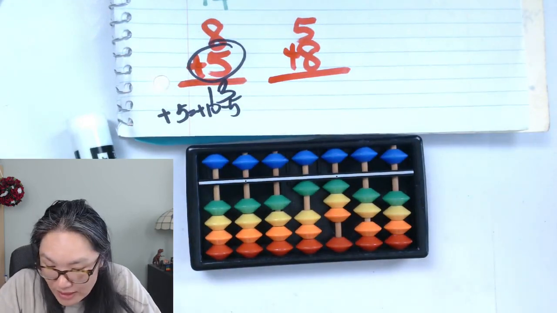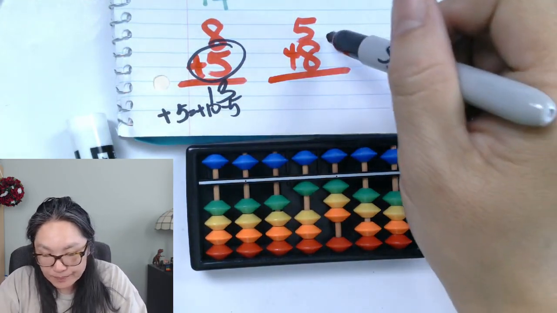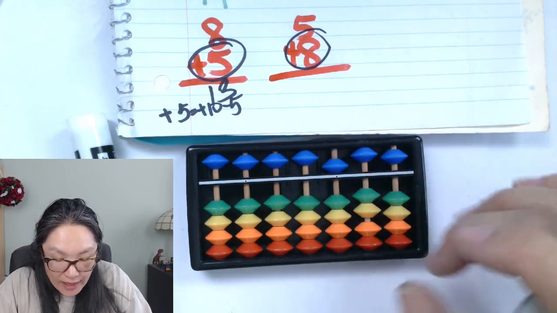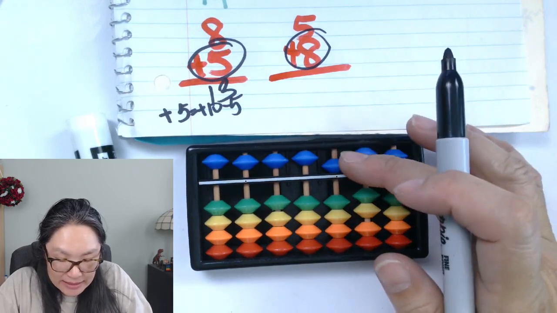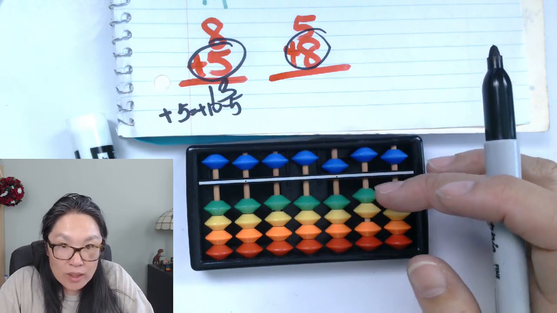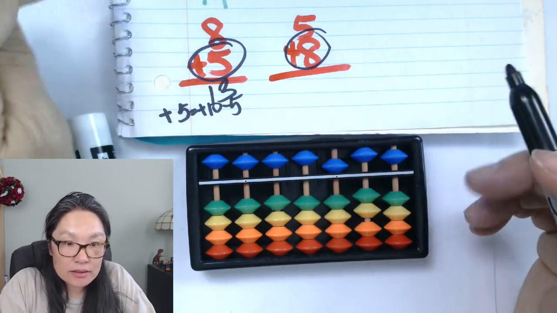Okay, so the next one is what? The next one is this one. I have the 5. Now I'm going to add the 8. We know how to add the 8. What is the formula to add the 8?